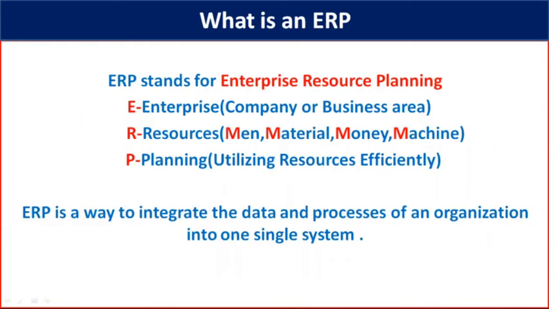What do we mean by ERP? ERP is nothing but enterprise resource planning. Enterprise is nothing but a company or business area. Resources are nothing but man, material, money, and machine, the 4 M's normally. Man means HR, material means MM, money means finance, and so on. Planning means utilizing these resources efficiently for your business organization or a company. So that is the full form of ERP.